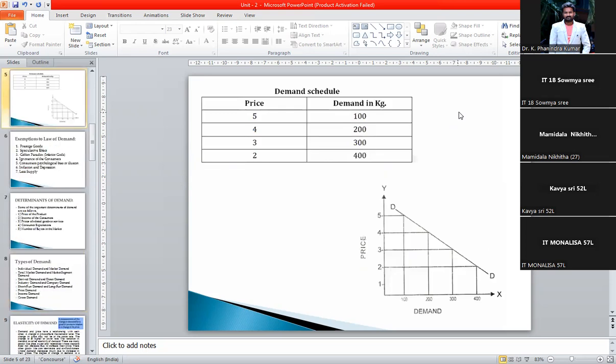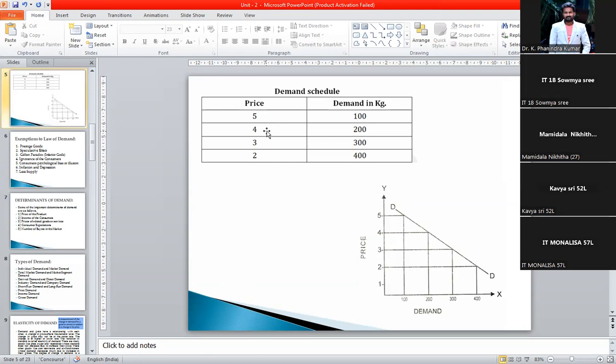We can do this by using a simple illustration. This is a simple illustration called a demand schedule. A demand schedule is a table which presents information about price as well as demand. Price is given in the form of rupees. Then if it is 5 rupees, the demand is 100.